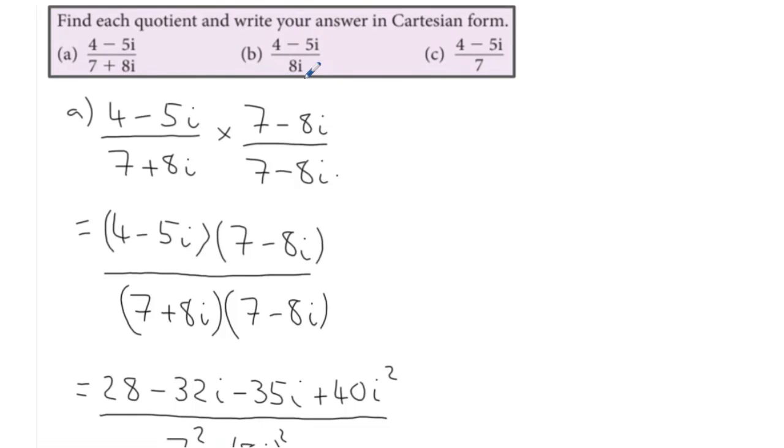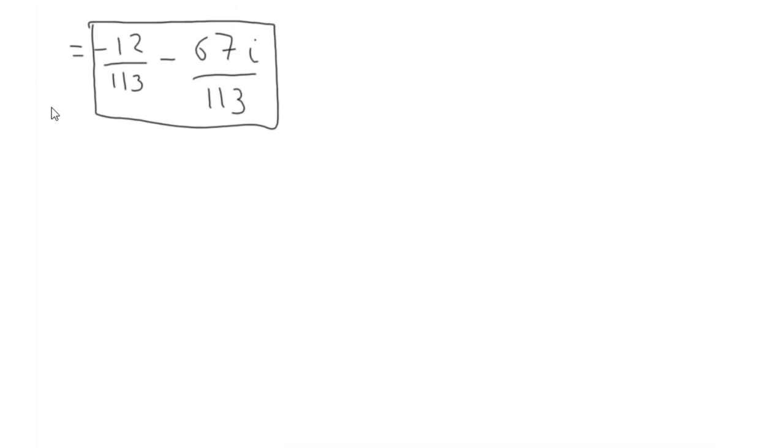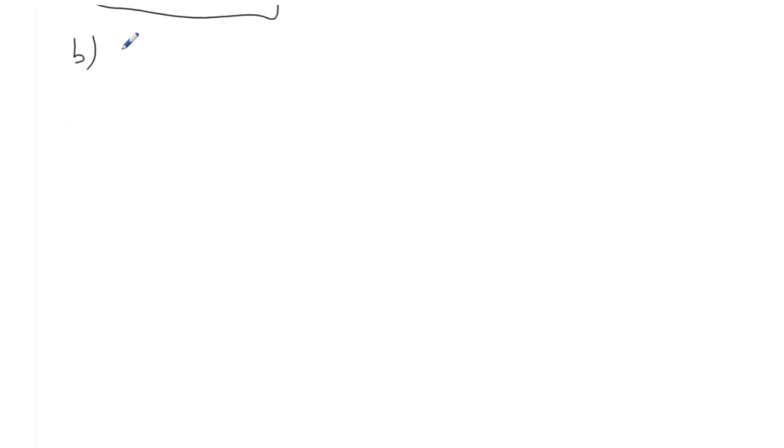Right, part B, 4 minus 5i over 8i. So here, the denominator is purely imaginary. There's no real part, but we still need to multiply it by its complex conjugate. So think of that 8i as 0 plus 8i. The complex conjugate of that would be 0 minus 8i. Remember, you just change the sign of the imaginary part, the bit with the i's. So we're going to multiply this by minus 8i over minus 8i.